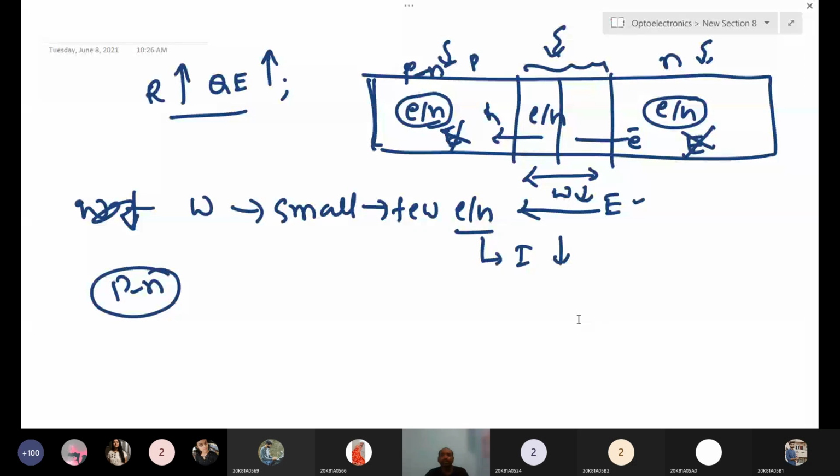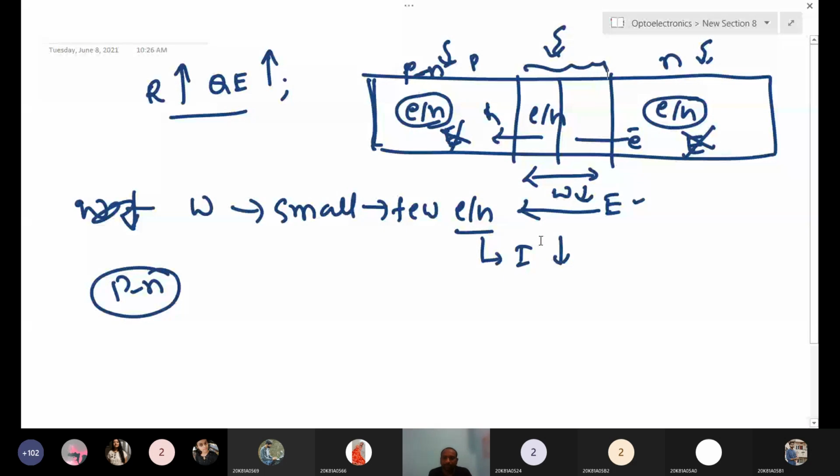So how can we increase the depletion width in a PN photodiode? Please tell me in which way we can increase the depletion width. Suppose you want more current, your depletion width should be higher, right? Then more electron holes will be created, and more electrons mean more current will be generated in the circuit. So how will you increase the depletion width here?